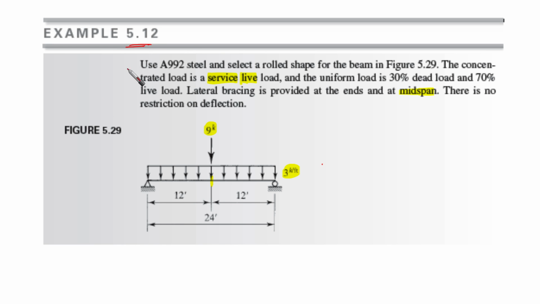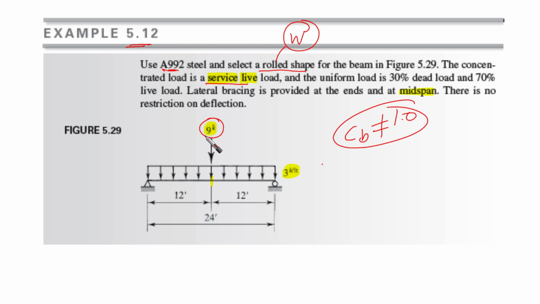Okay, you can find this example also. We are going to go through it because it's a very interesting example, and it is going to give us the meaning of having CB not equal to 1. We have A992 steel. We need to use it and select a rolled shape for the beam in the figure. Rolled shape means that we need to use wide flanges if we are going to use the charts. The concentrated load is a service load here.